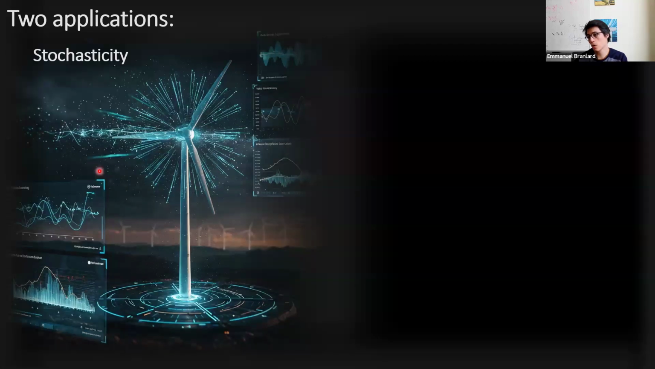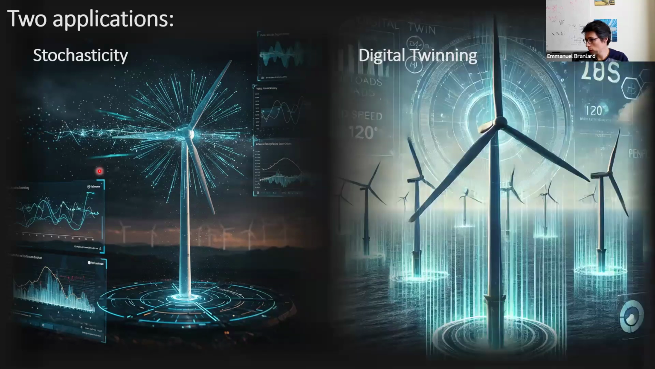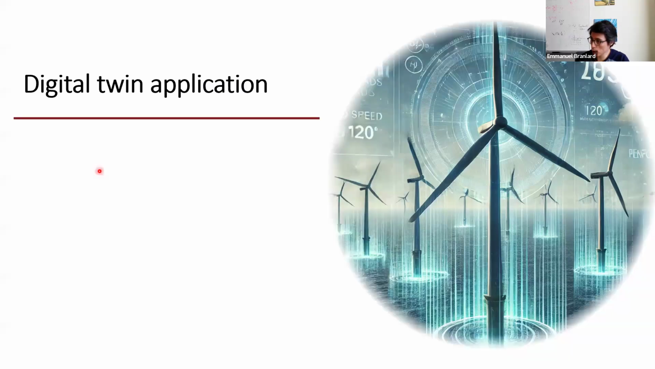The first one is, as I mentioned, related to the stochasticity in the inputs that we have. The wave is highly stochastic. The wind is stochastic as well. So how to account for this? My second application is digital twinning, which is a buzzword at the moment. Everyone has different applications, but it is about trying to follow the life cycle of an asset by having a virtual asset on the side. And that's what I'm going to start with. I'm going to start with digital twins.